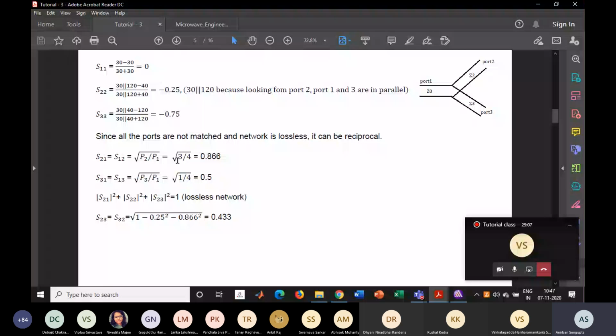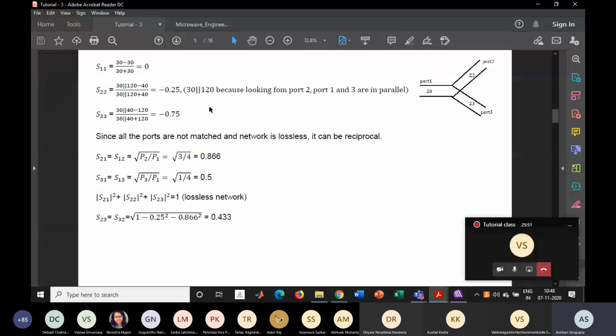And the same we can find for S31, which is 0.5. Now put these values in this unity equation and you will find the value of S23, that is the isolation between 2 and 3, and the magnitude will come out as 0.433. And as it is reciprocal, S21 and S12 are the same, and S31 and S13 are also the same. So all the 9 elements of this matrix can be found.